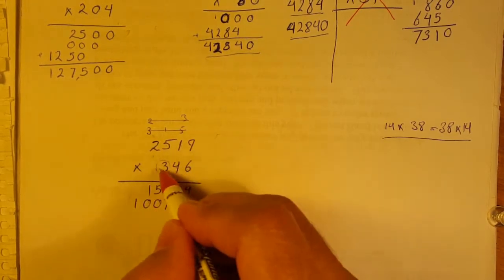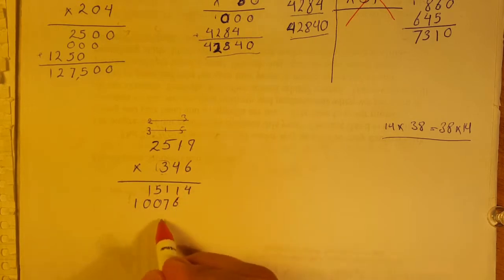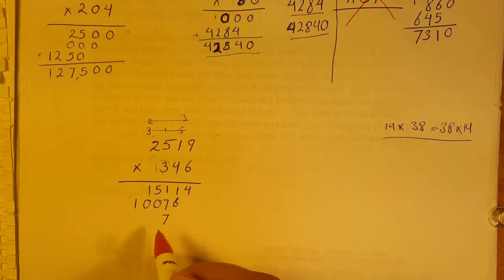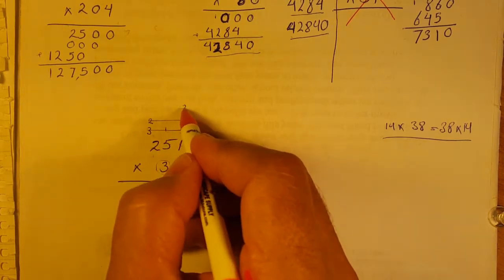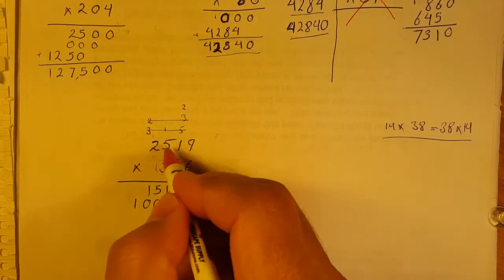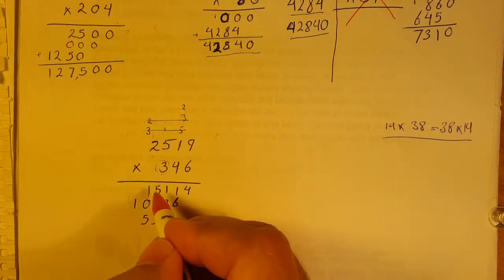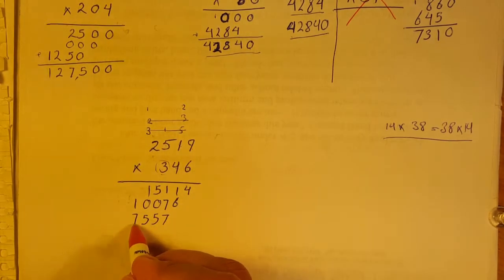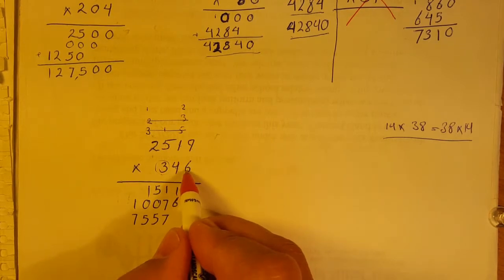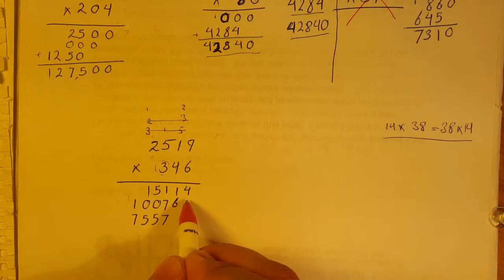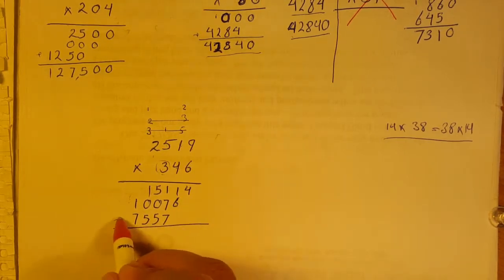Now 3 times 9. 1 digit back again. 27. 2 goes up. 3 times 1, 3, and 2, 5. 3 times 5, 15. 1 goes up. 3 times 2, 6, and 1, 7. Now it was a 3-digit number here, and we have 3 rows. And each row we set back 1 digit, as you know.